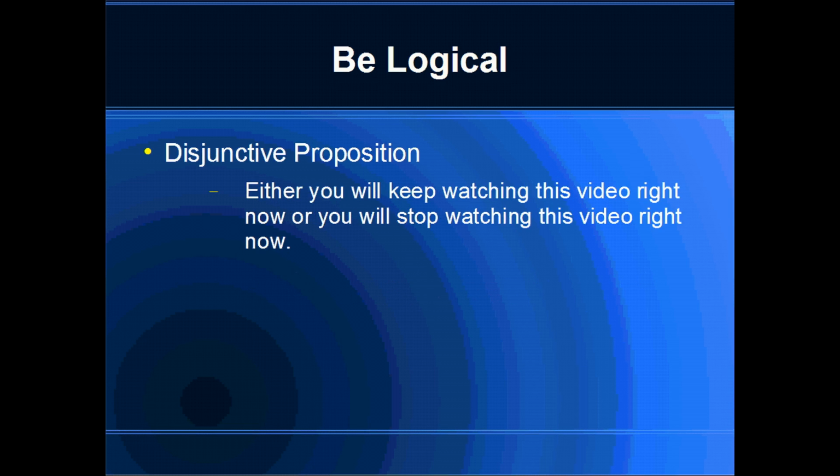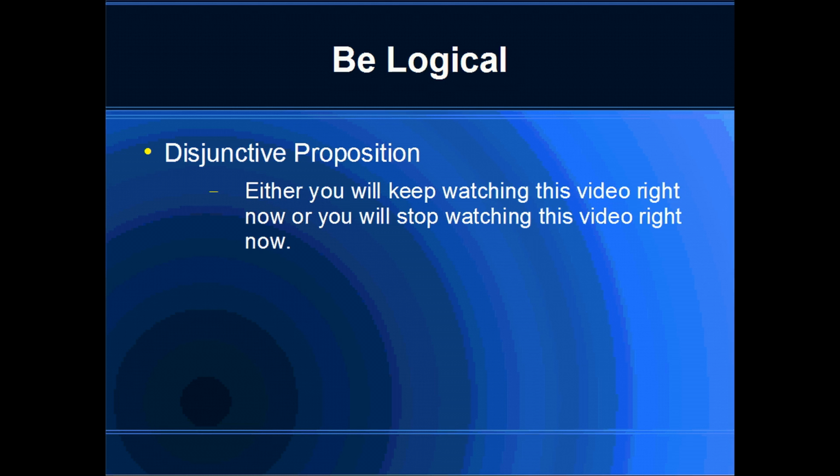Alright, so first, a disjunctive proposition is ideally used because you have multiple possibilities that you're considering, and only one of them would be true. That would be the ideal way in which to use a disjunctive proposition. So, for example, either you will keep watching this video right now, or you will stop watching this video right now.